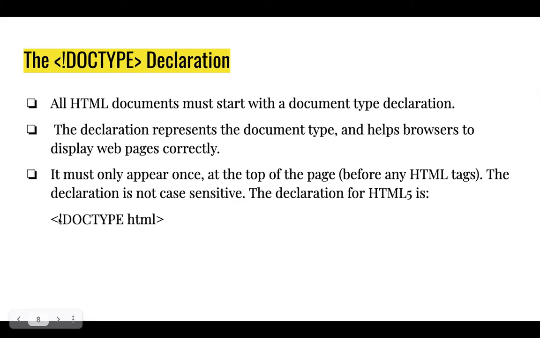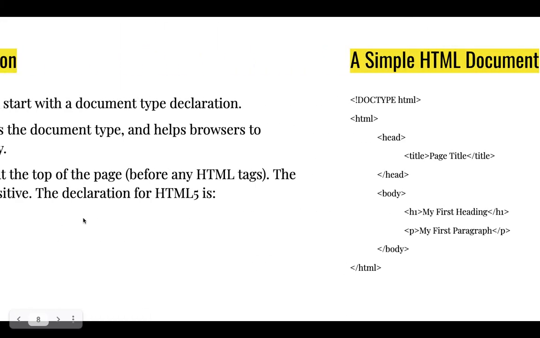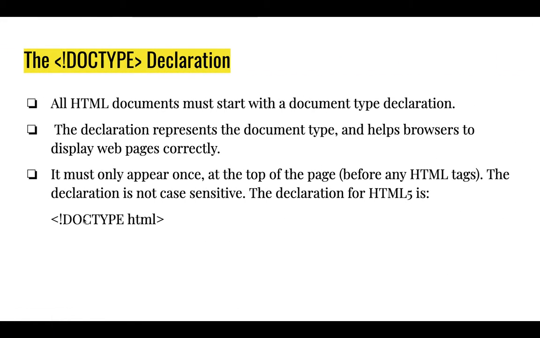You start with the opening angular bracket. After that you put an exclamation mark and then you type DOCTYPE in capital letters followed by a space and then html in small letters and then you close it with the closing angular bracket.